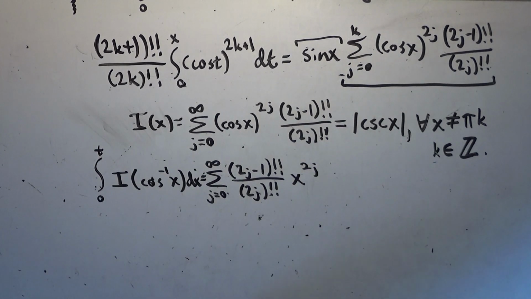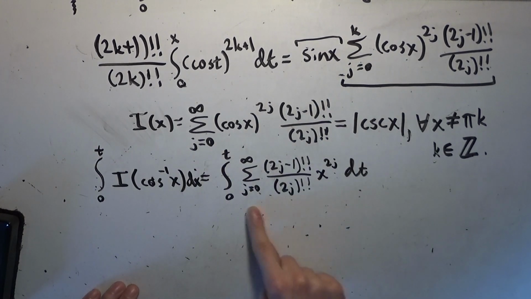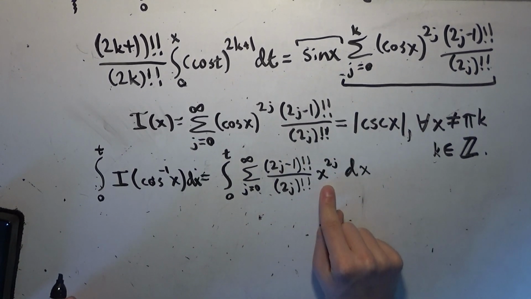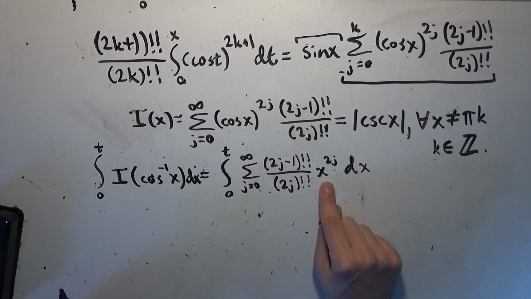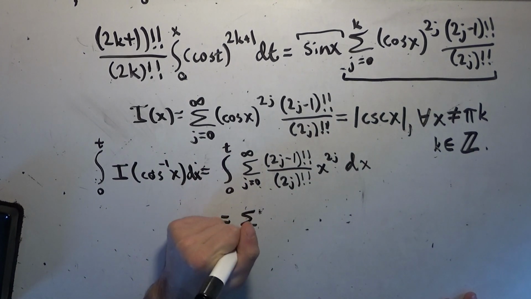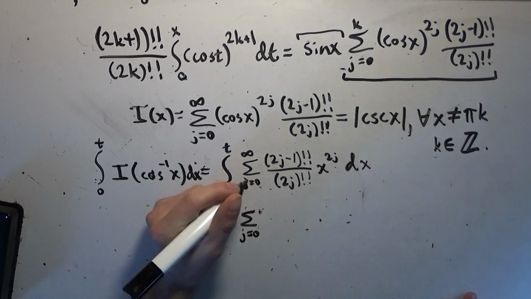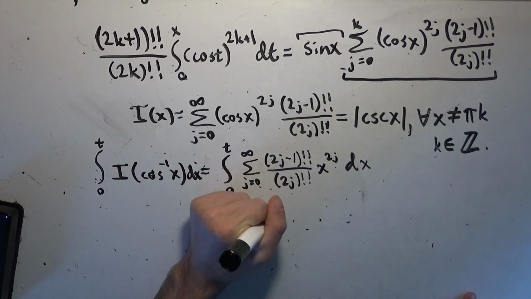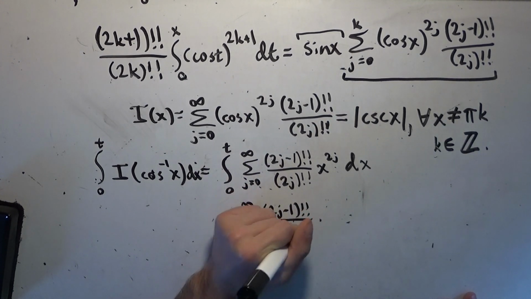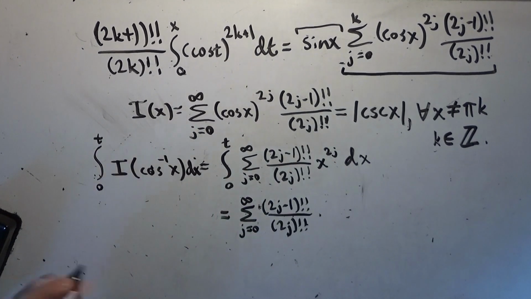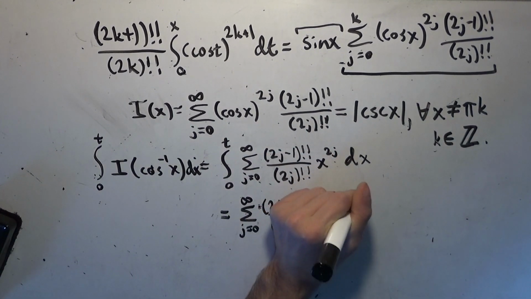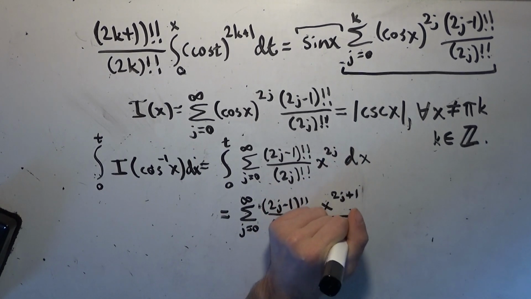We're integrating from 0 to t, which isn't that hard to do because none of these things depend on t. Sorry, that should have been x. None of these things depend on x, and we're just going to be left with this power, x to the 2j, under the integral, which we know how to easily integrate because that's just the reverse power rule. So we just end up with the sum from j equals 0 to infinity of (2j minus 1) double factorial over (2j) double factorial times the integral of x to the 2j, which is x to the 2j plus 1 over 2j plus 1.